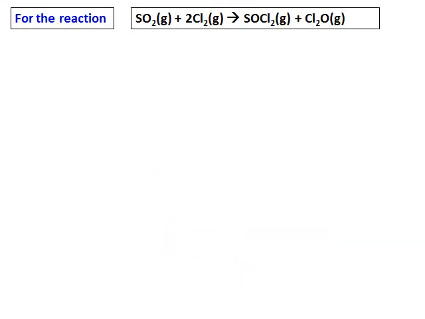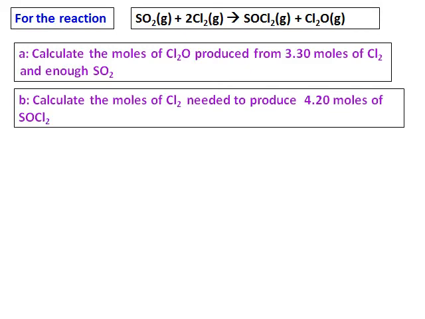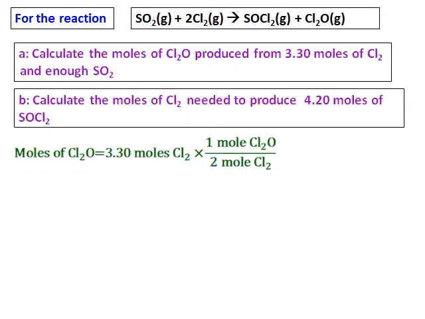For the reaction SO2 plus Cl2 giving you SOCl2 and Cl2O, we are asked to do various questions. The equation is already balanced. The first is to calculate the moles of Cl2O produced from 3.30 moles of chlorine and enough SO2. The second is the moles of chlorine needed to produce 4.20 moles of SOCl2. For the first question, I have 3.30 moles of chlorine. Convert that into moles of Cl2O using the equation, and I get 1.65 moles of Cl2O.